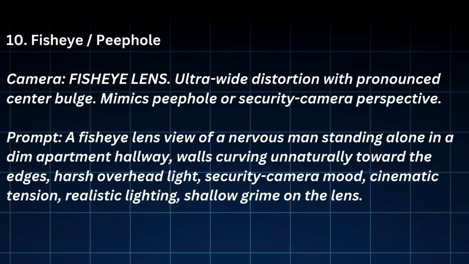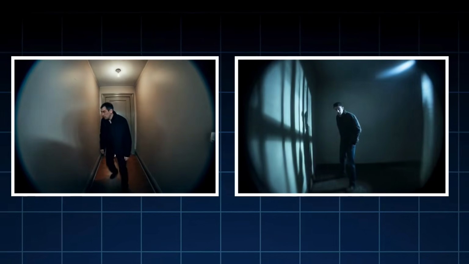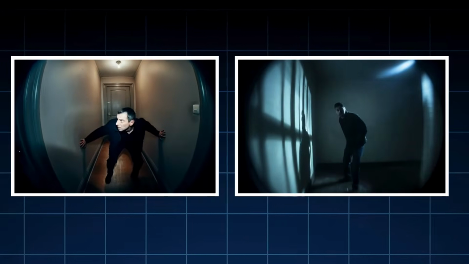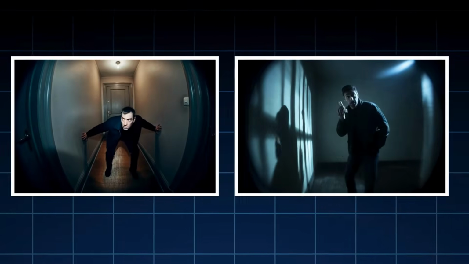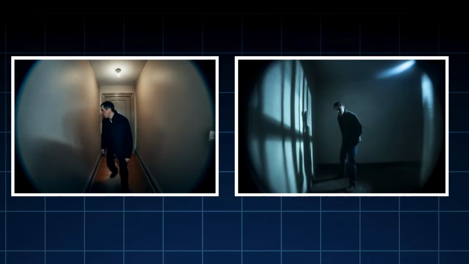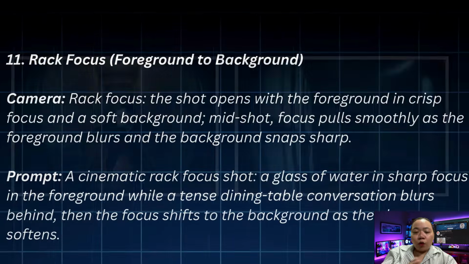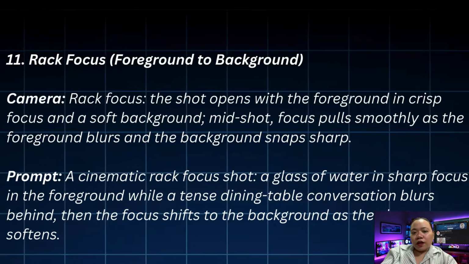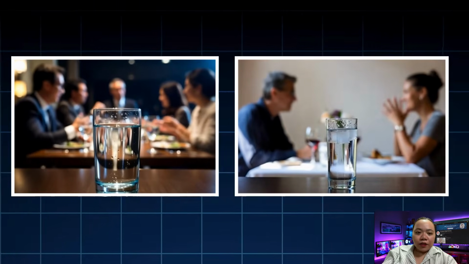Next is fisheye or peephole, a distorted wide view that creates voyeurism and unease, best for surveillance, confinement, or psychological tension. Back focus or foreground to background. The camera stays still while the focus shifts from one subject to another. This allows you to reveal information without cutting or moving the camera. It subtly guides attention and feels very professional when used correctly.